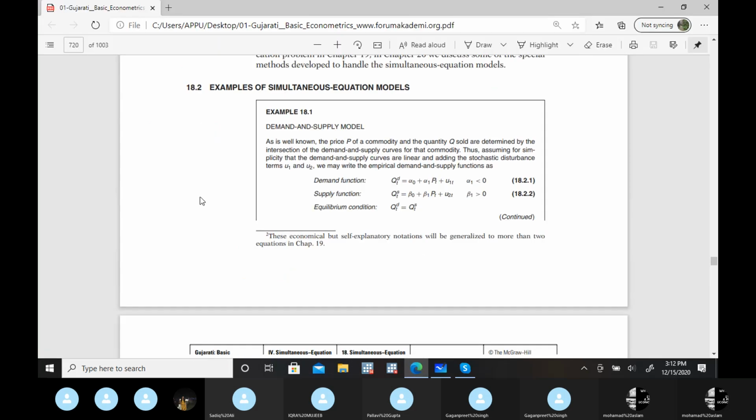Now just take this example. Let's suppose we have this demand and supply function. In both cases, quantity demanded and quantity supplied depend upon price. So let's suppose you only have data for quantity and price. How do you know whether it's a supply function or a demand function? Anyone?